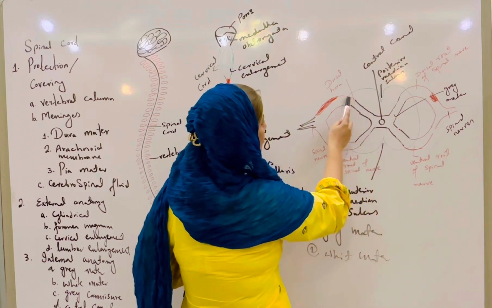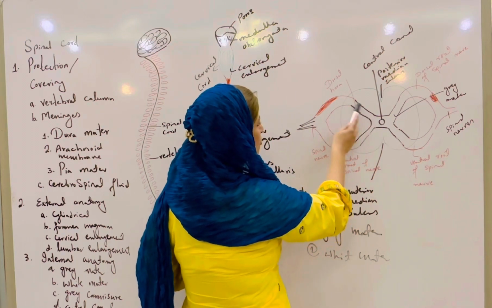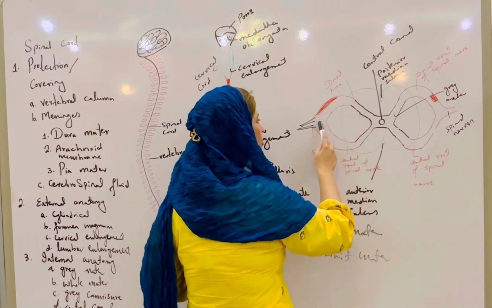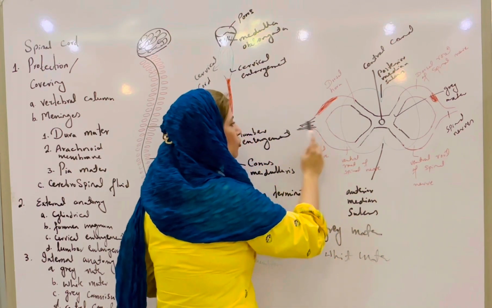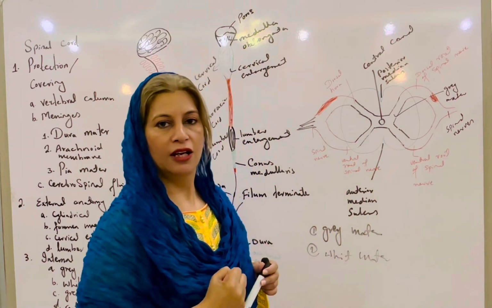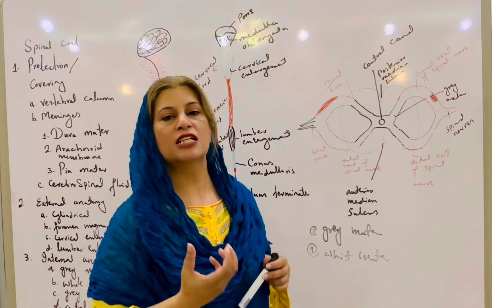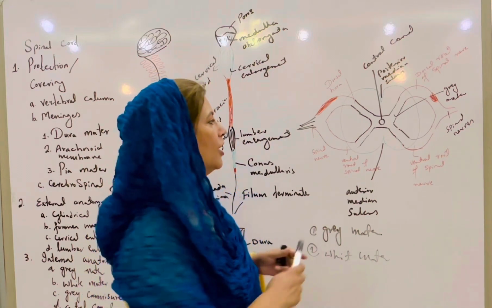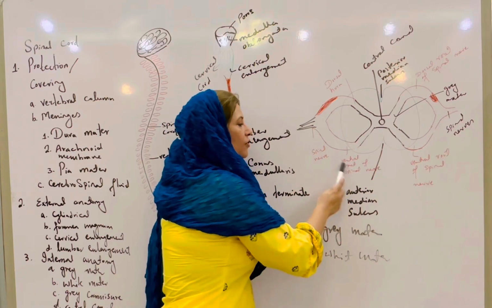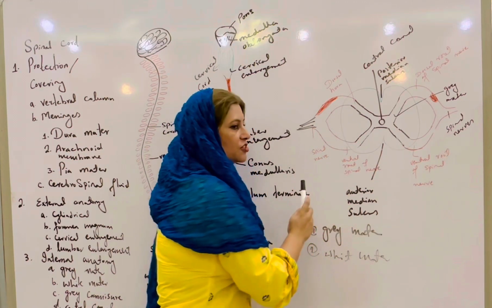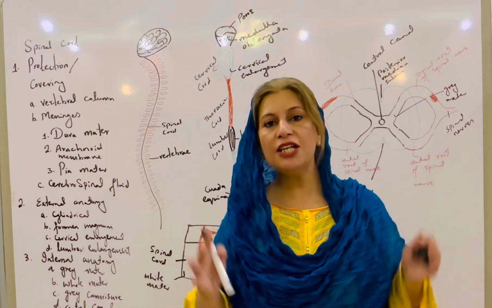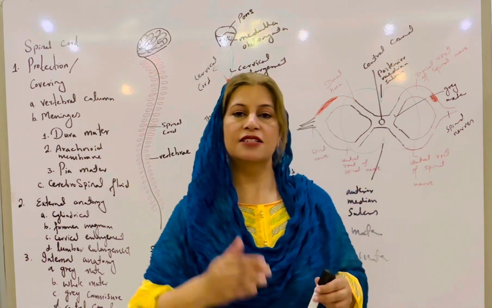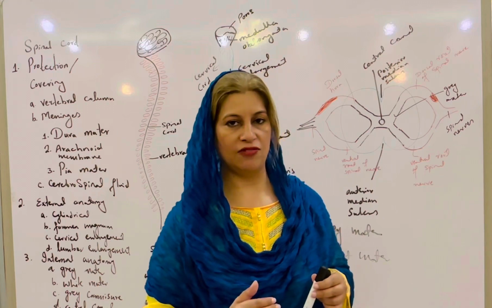And after this origination, what happens? Dorsal root and ventral root of the spinal nerves will join together, they will meet together, and they form a spinal nerve. And from the spinal cord, these spinal nerves move to the body. Each spinal nerve carries sensory and motor neurons as well.